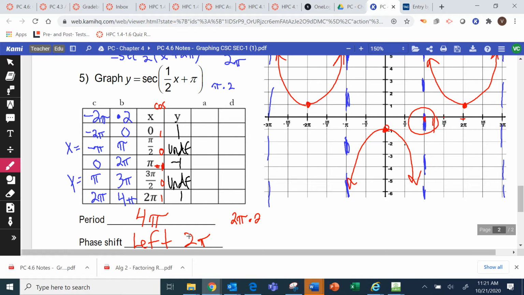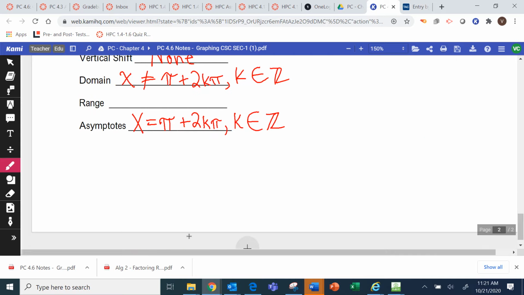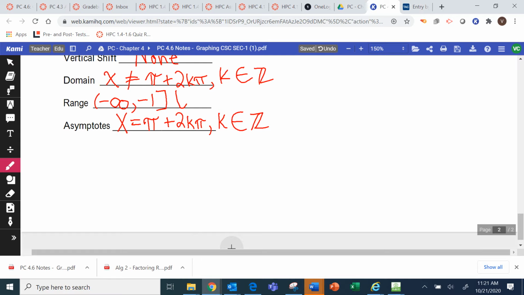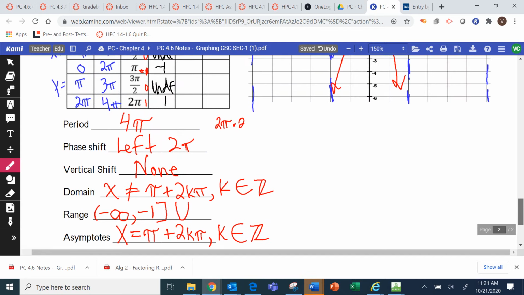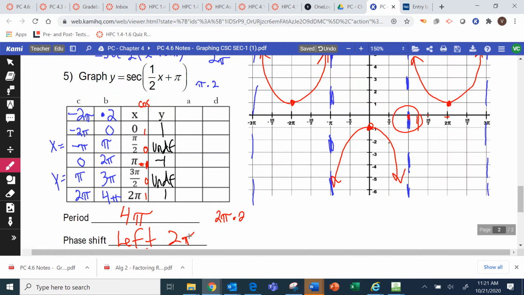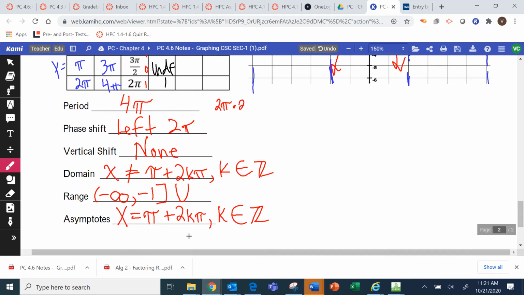So we start with the bottom piece. It goes all the way down to negative infinity. It goes all the way up to what number? Negative 1. So our range for this is going to be negative infinity, comma, negative 1, bracket, because it does equal negative 1, union, and then we do our top piece. The very bottom of our top piece is 1, and from there it goes up to positive infinity. So we do bracket 1, comma, positive infinity.